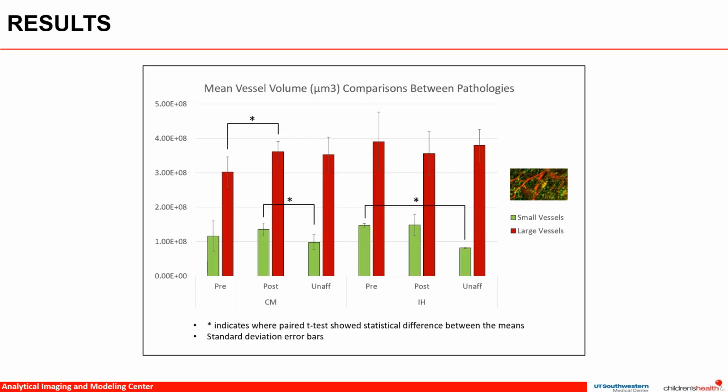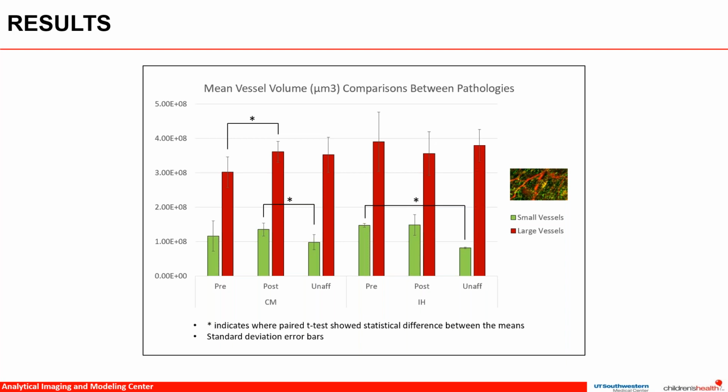For the pathology scans, we calculated the blood vessel volume for each pathology type. We separated the high and low frequency signals in green and red respectively to do this calculation. We compared the pre-treatment, post-treatment, and unaffected volumes for each pathology type.